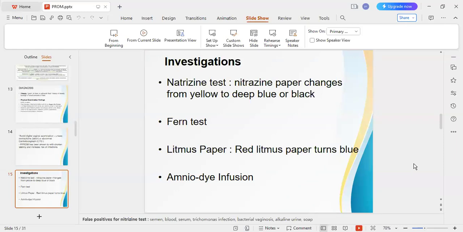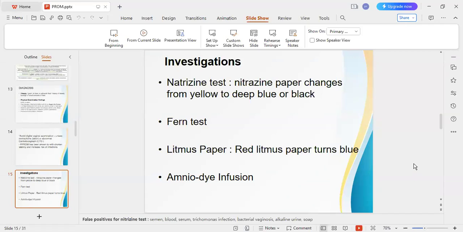However, there are cases of false positives. So you should have that at the back of your mind. When there's presence of semen or blood or infections or even soap, that can change this same nitrazine paper to blue or black, but that isn't indicative of PROM. So even though it's sensitive, it has very low specificity.